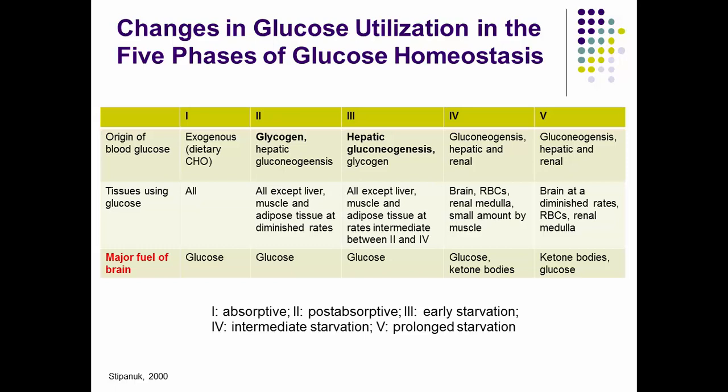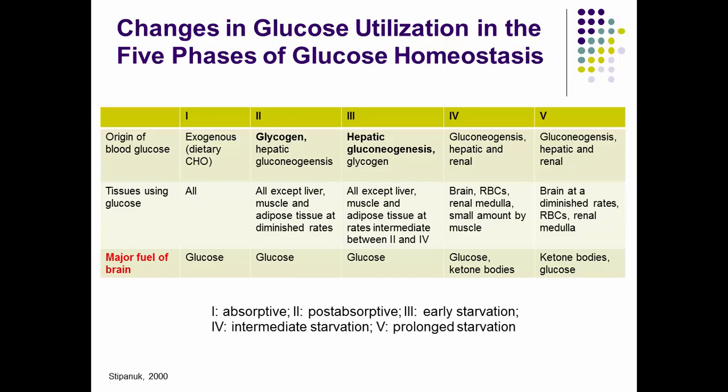And in phase 5, gluconeogenesis from the kidney and liver is still a major source of glucose. But for the brain, ketone bodies now become a more important energy source compared to glucose. And here again, this table just tells us the glucose utilization. I did not mention the fatty acids and ketone bodies here, but just keep in mind that fatty acids are very important alternative fuels.